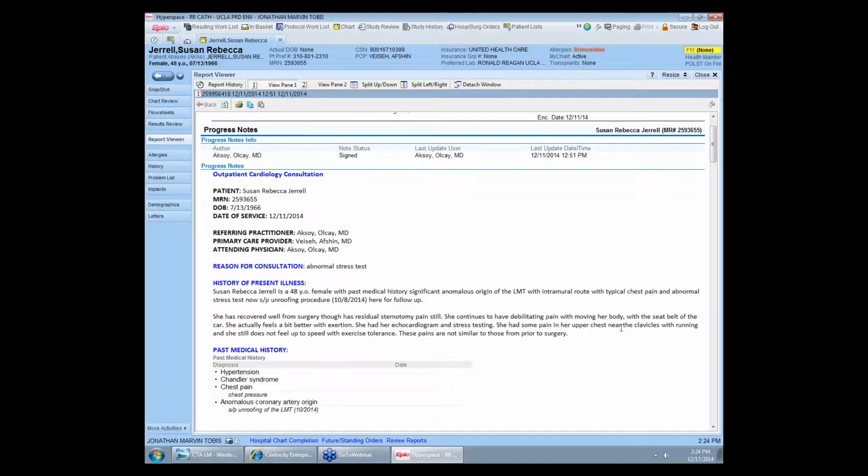Had some chest pain near the clavicles with running, and she still does not feel up to speed with exercise tolerance. But those pains were similar to those prior to surgery. So I'm not sure, maybe it's not clear how symptomatic or that the symptoms were really from this left main, but it certainly was bothersome. And the findings of surgery suggested that it should be done. 2 months after surgery.